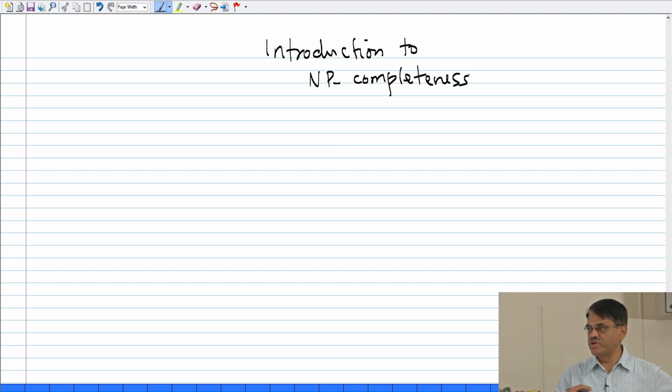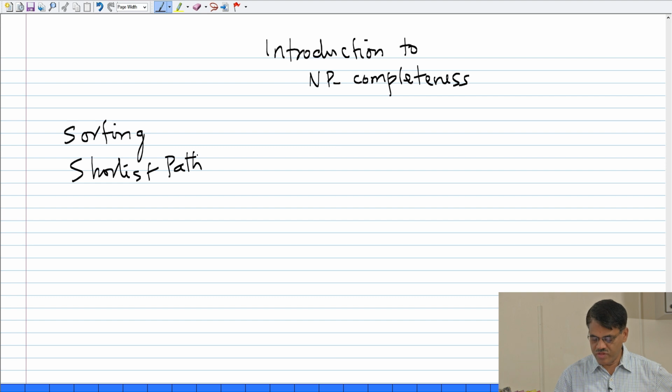several problems which we can solve in polynomial time, and I gave you some examples of problems where the best known algorithm we have takes exponential time, right. In your algorithms course you would have seen problems like sorting, shortest path, minimum spanning tree, network flows, and several in your problem sheets.